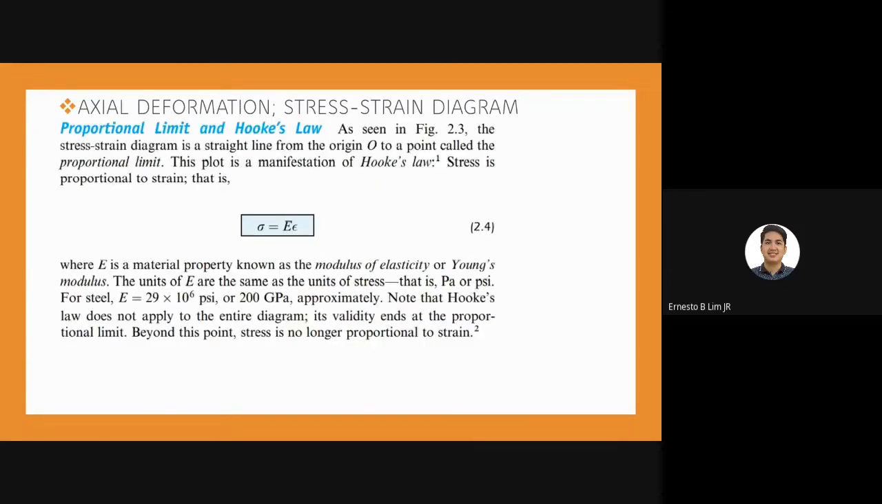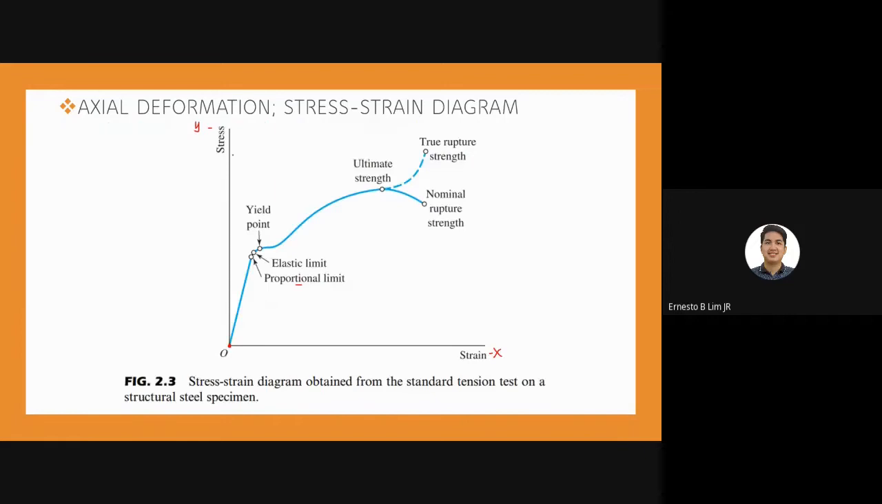So let us define all of these properties mentioned in the diagram. We have the proportional limit. When we talk about proportional limit, it is associated with Hooke's law. As you can see in figure 2.3, the stress strain diagram is a straight line from the origin O to a point called the proportional limit. Going back to the figure, this is a straight line, guys.